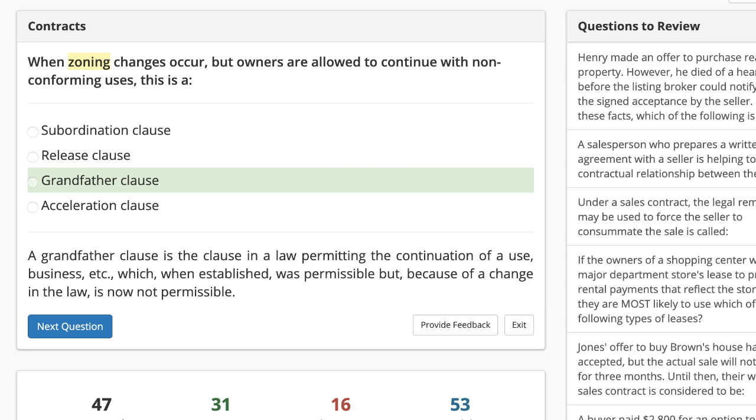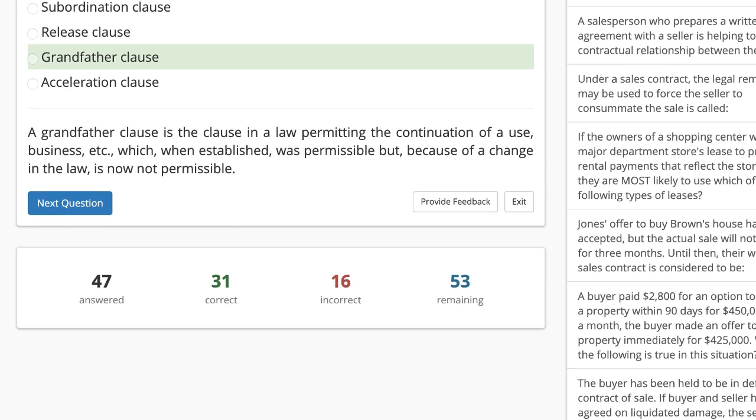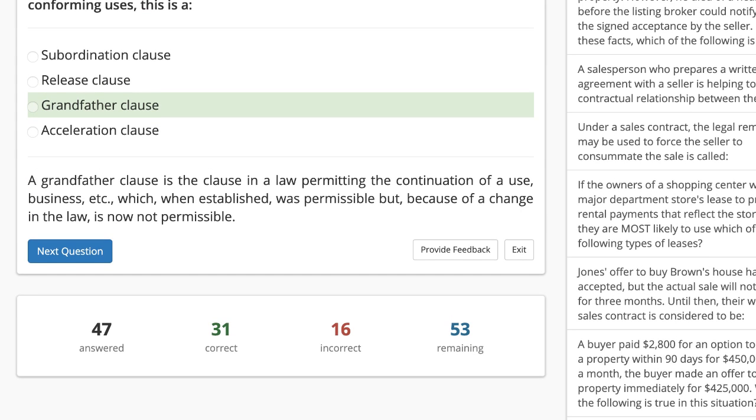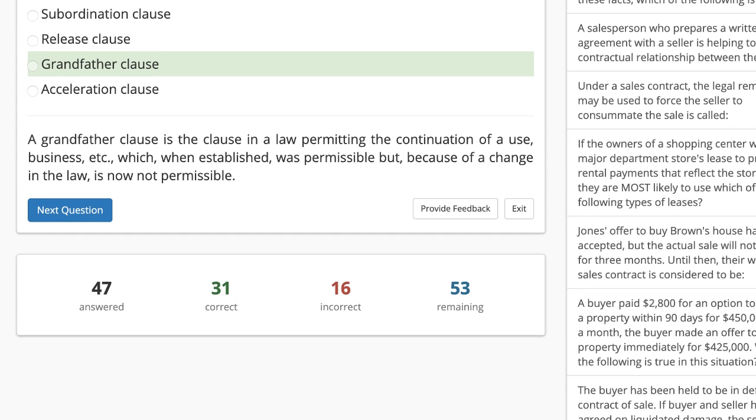Nice work. That one confuses people. They think that non-conforming and grandfather are two different things. It's more that non-conforming is a type of grandfather clause.